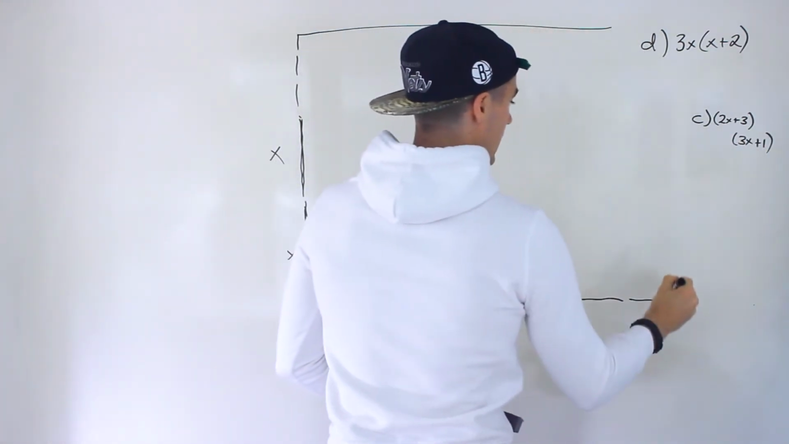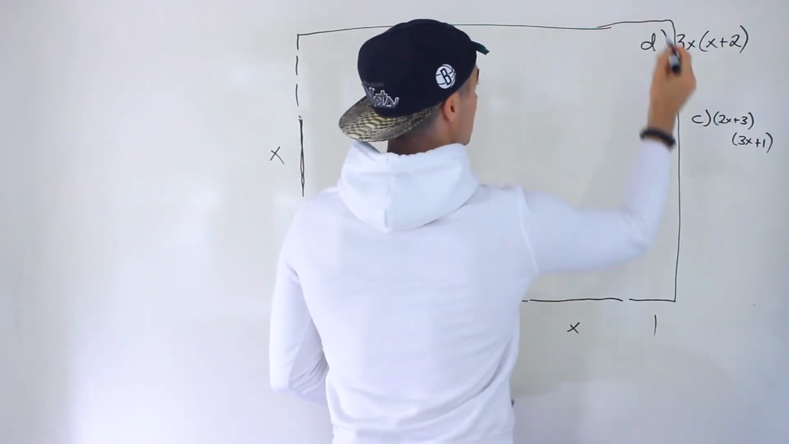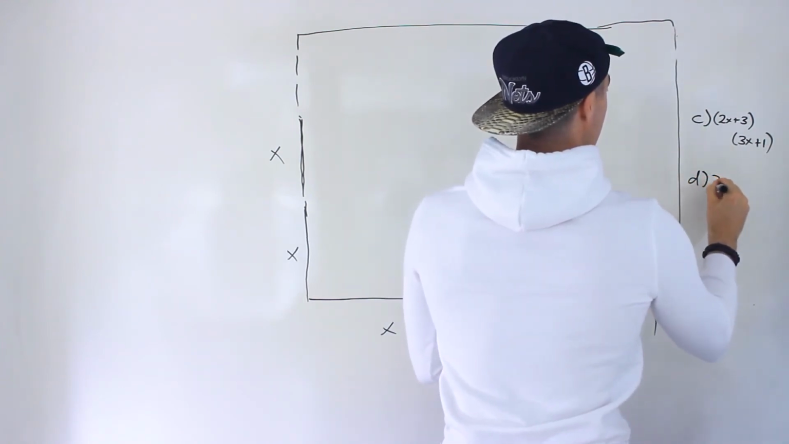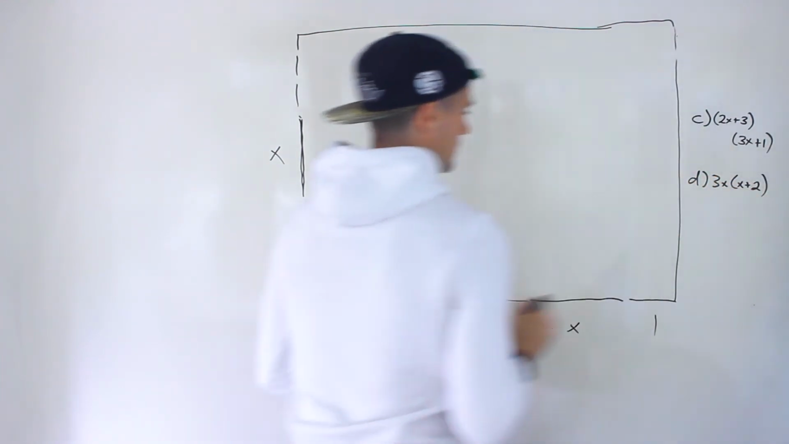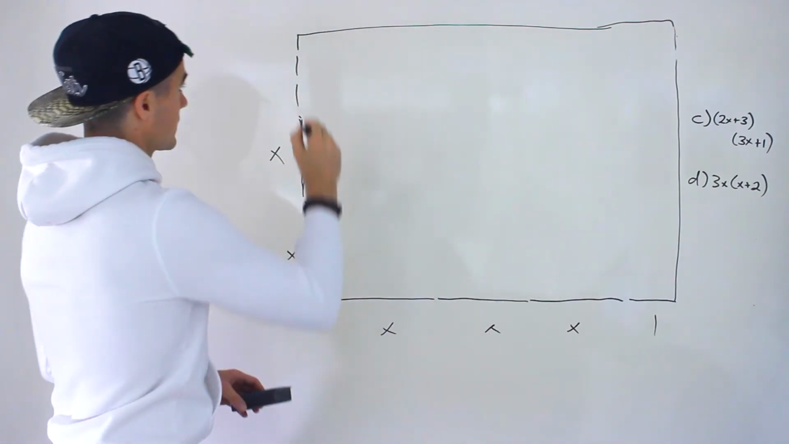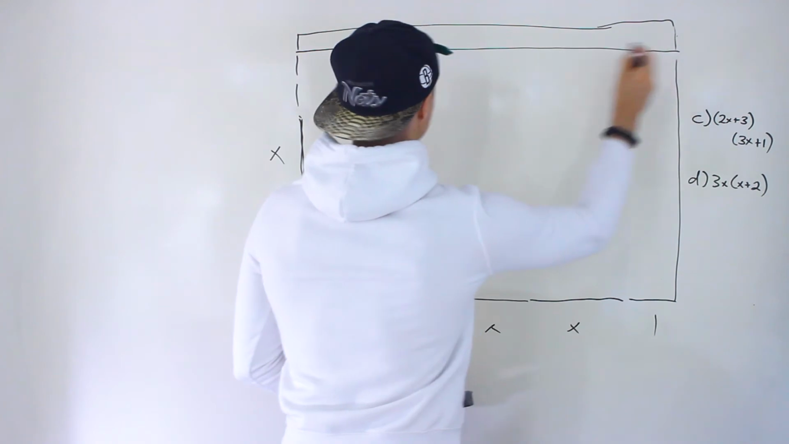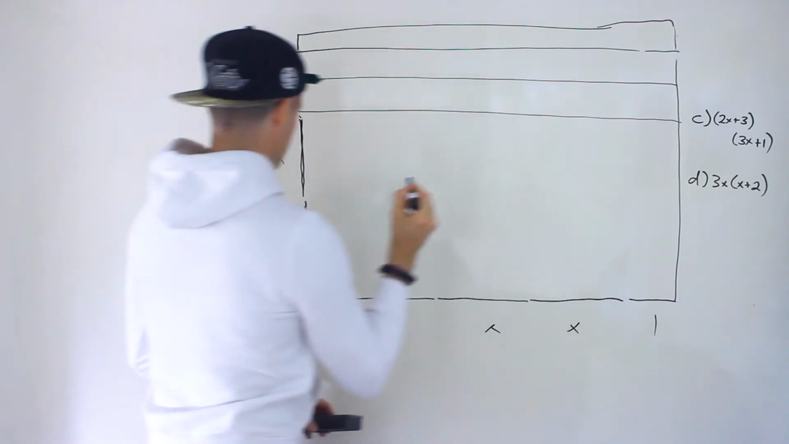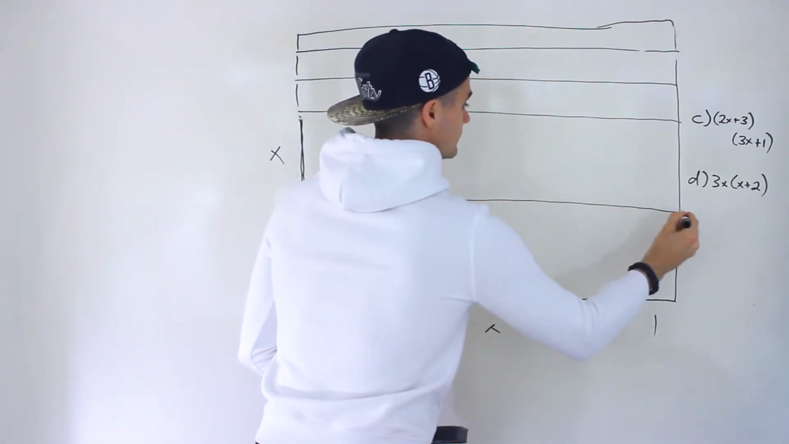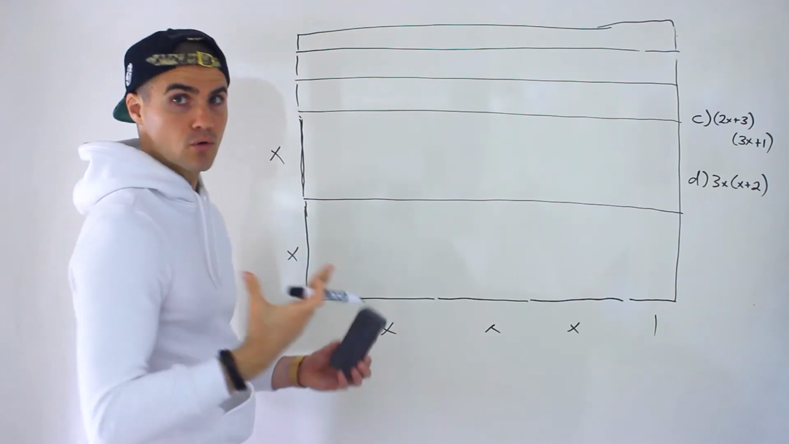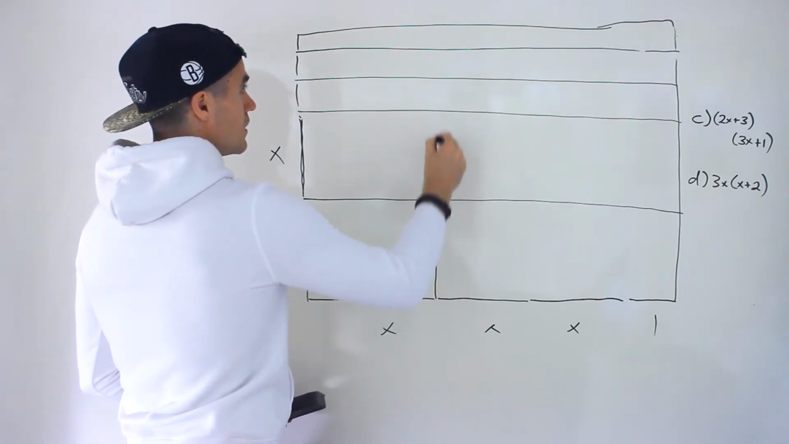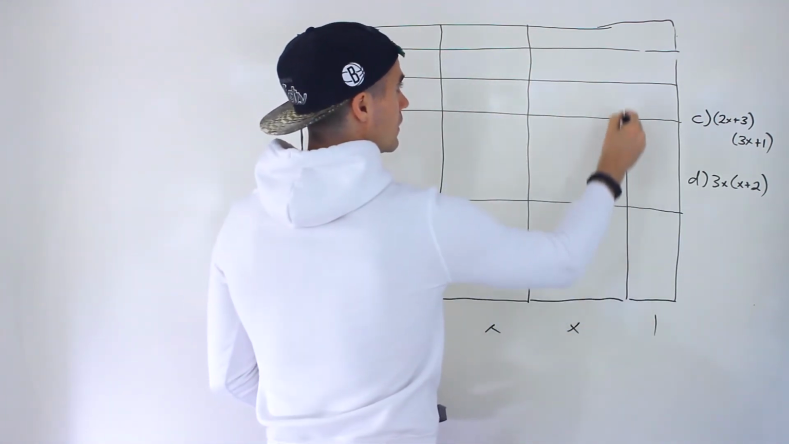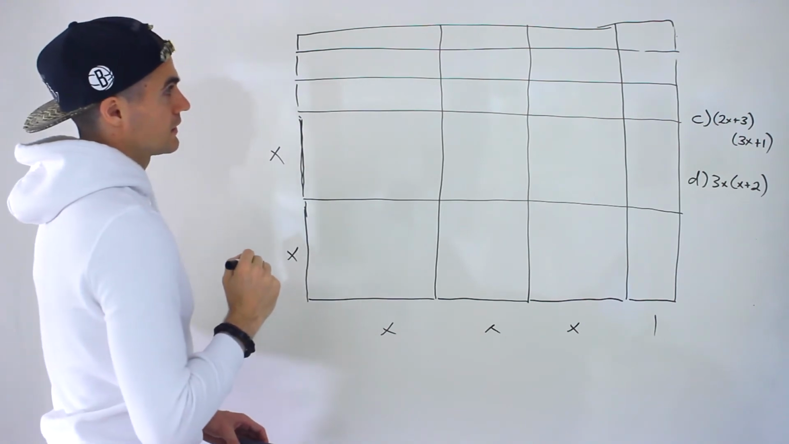So let's connect all of this. I'll leave part D on the side there too. So we'll have 3x times x plus 2. All right, so now from here, let's connect everything. So we have a space over here. We got a space over here. Another space, another space, and then that's it for the horizontal lines, and then the vertical lines right here, right there, and then right there, like that.